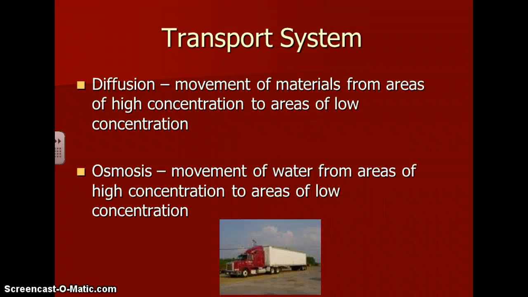So basically the circulatory system is like a transport system that operates through diffusion and osmosis. And we talked about this in the chemistry unit, but in case you don't remember, diffusion is the movement of materials from areas of high concentration to areas of low concentration. And osmosis is just a special kind of diffusion that's the movement of water from areas of high concentration to areas of low concentration.